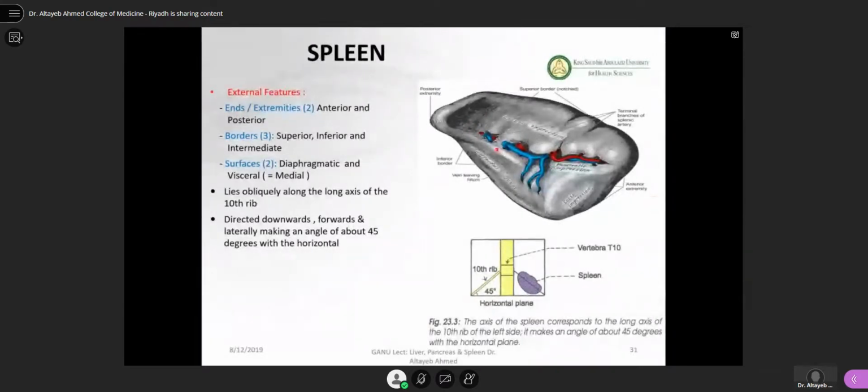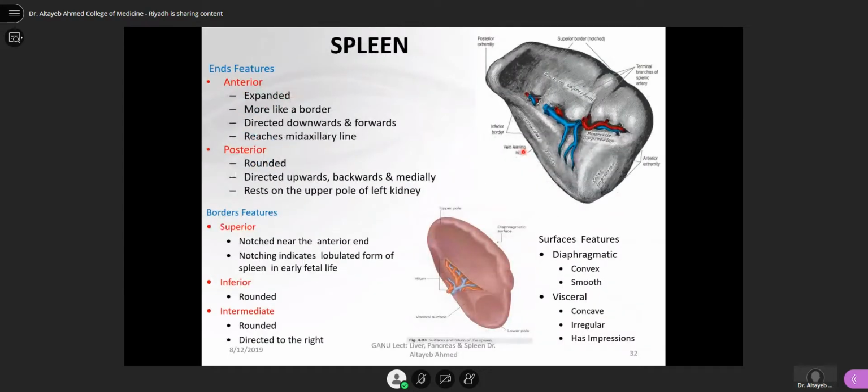It has two surfaces, the diaphragmatic surface and a visceral surface. The visceral surface is divided into a gastric surface anteriorly, a colic surface inferiorly, and here we have the renal surface. This area we call the hilum, and in the area of the hilum we have the tail of the pancreas in addition to the splenic artery and splenic vein. As I said, this end is expanded, rounded, and pointed.